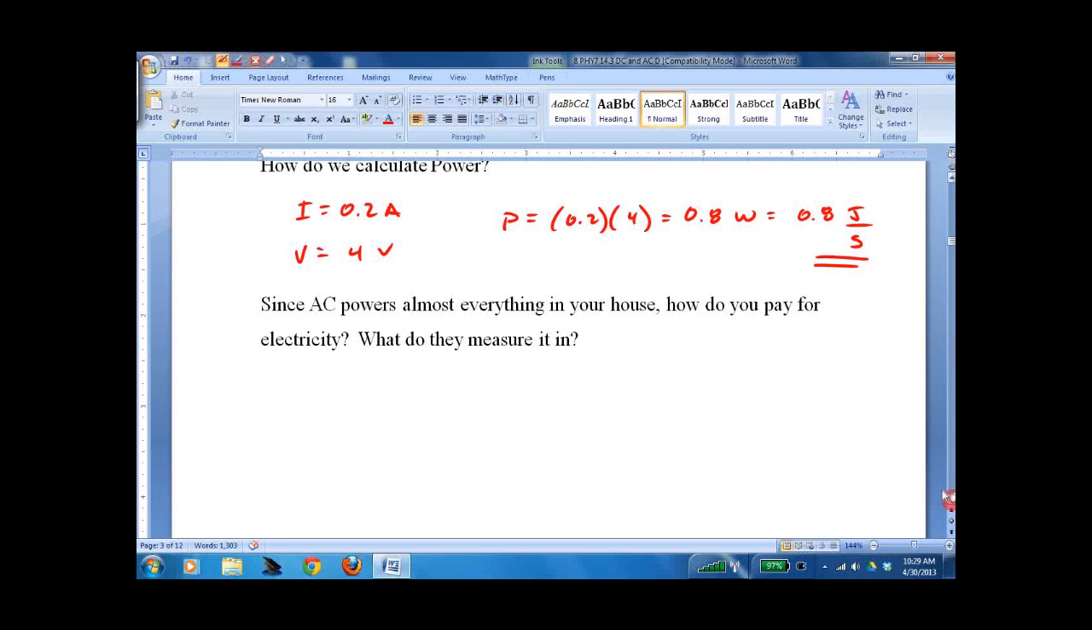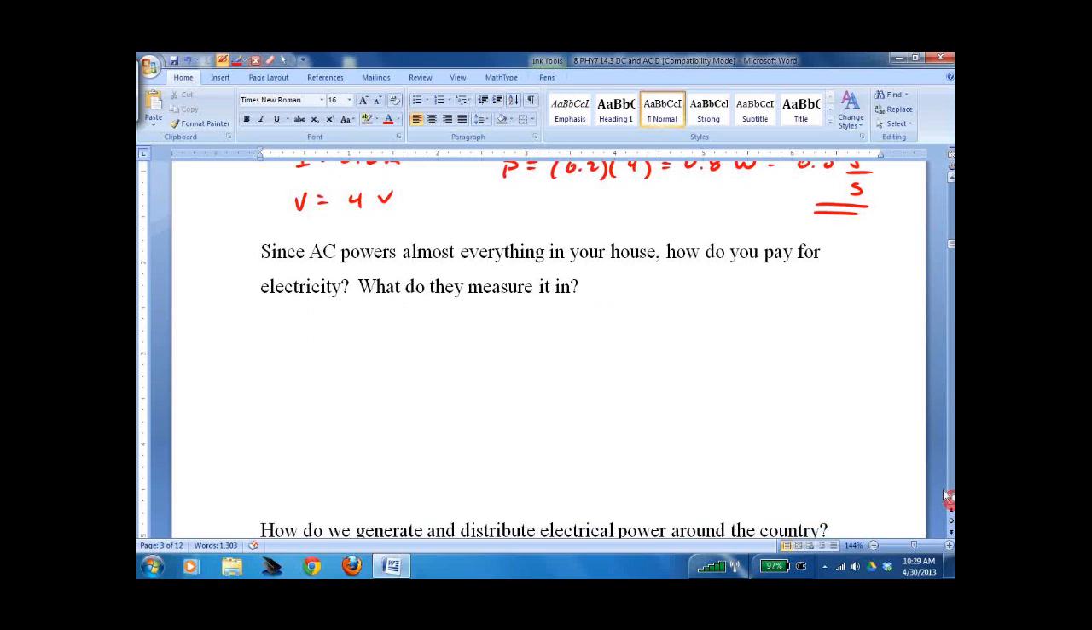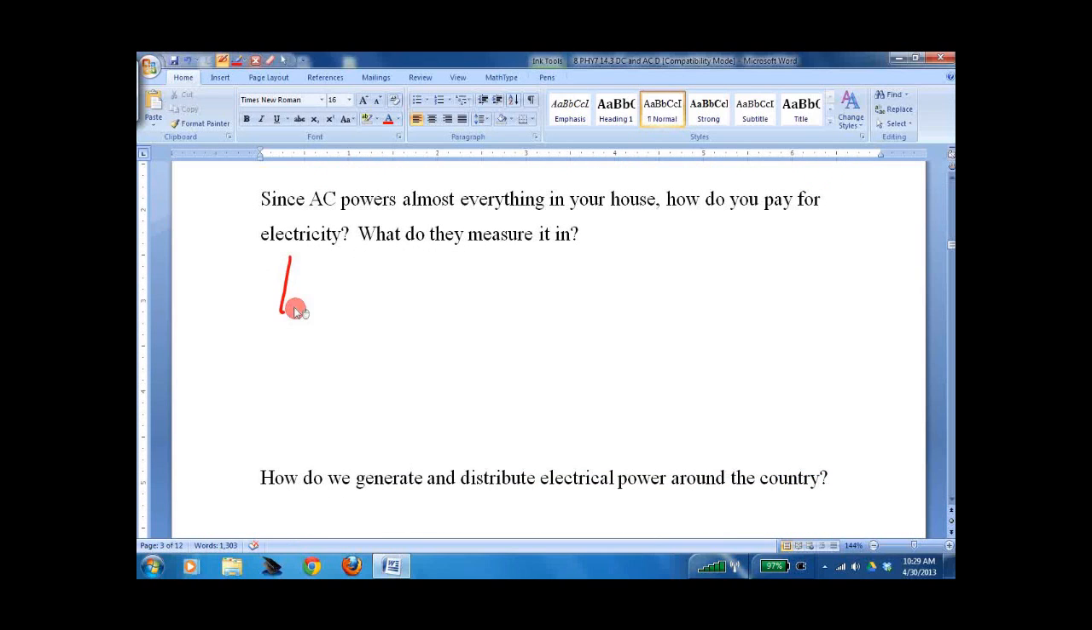So AC power is almost everything in your house. How do you pay for electricity? Well, they actually measure it in kilowatt hours, because you use so much, measuring in watts would give you a really huge number. And they don't want to just measure how many watts they use. They want to know how often you use it. So it's kilowatt hours. 1 kilowatt is 1,000 watts, which is 1,000 joules per second.